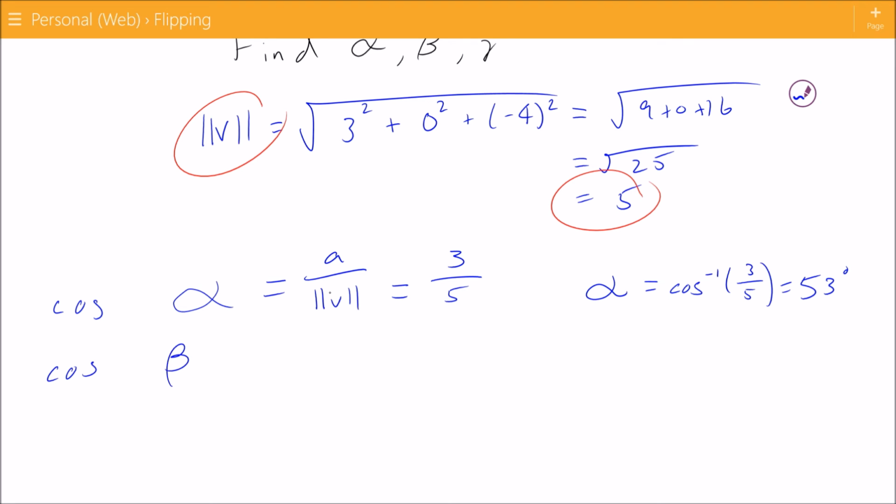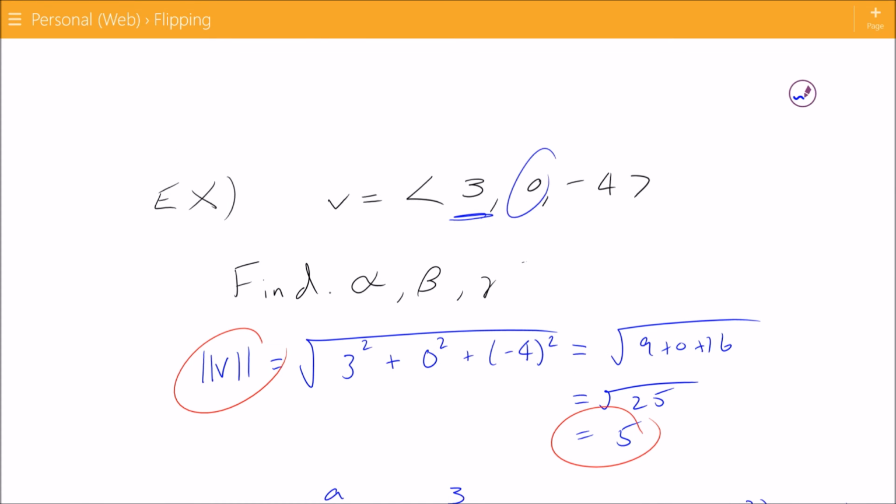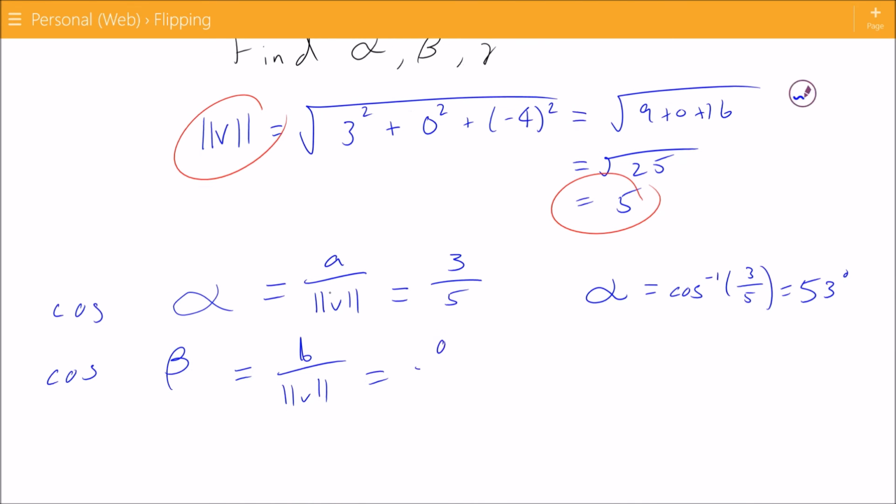Cosine of beta is equal to b over the magnitude of v. B right there is 0. This one's going to be pretty simple. Beta is equal to the inverse cosine of 0 over 5, which is still just 0. And that one should look fairly familiar. That's 90 degrees.